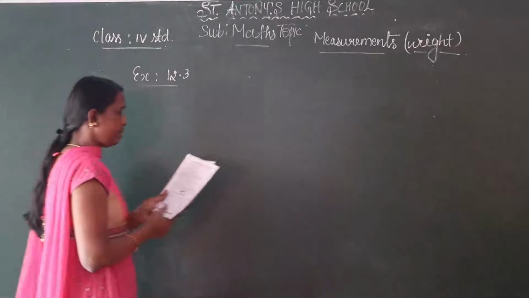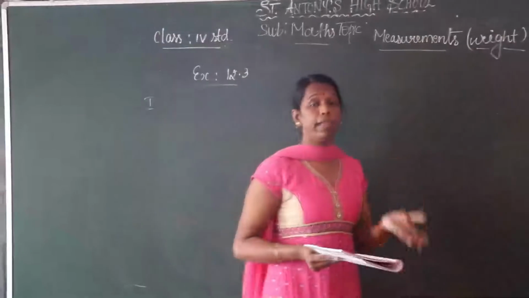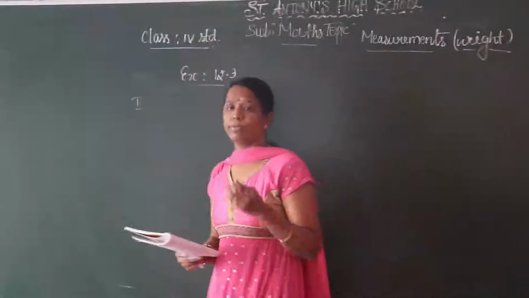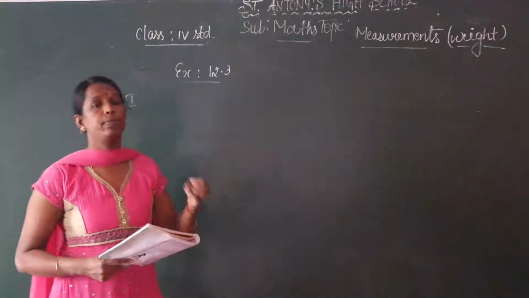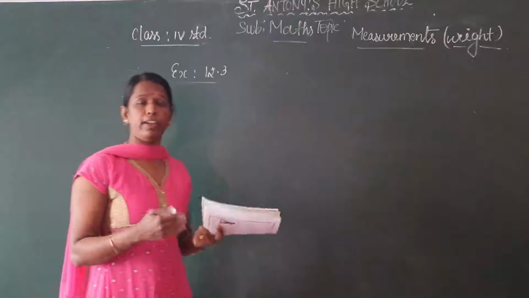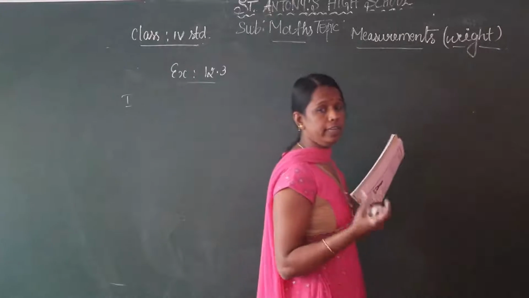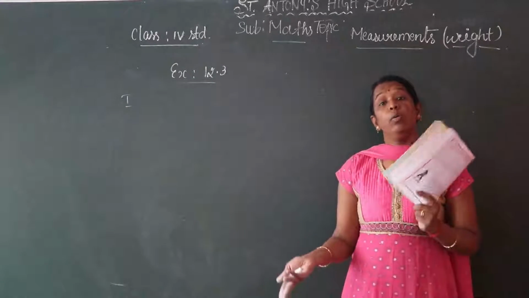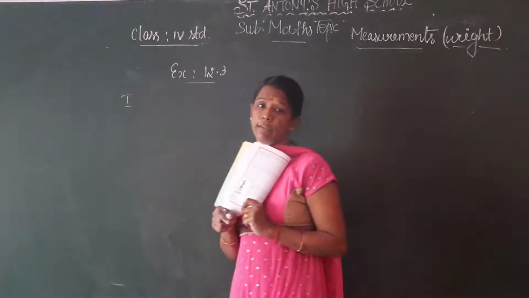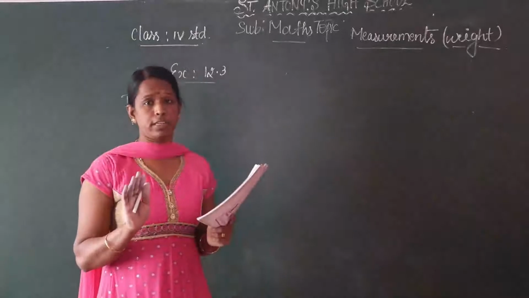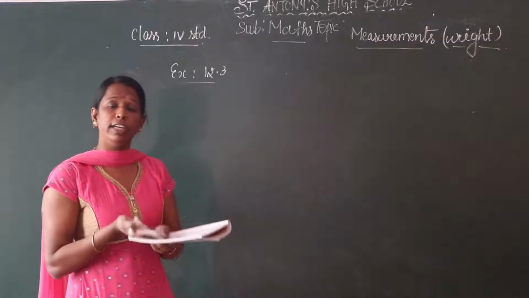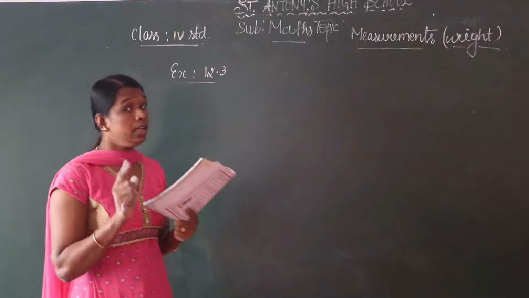Children, for example, if you are buying wheat in the grocery shop, the weight of that wheat may be 5 kg. In that 5 kg, 2 kg of wheat falls on the road. What is the weight of the remaining wheat? You have to do the subtraction. The fallen weight is 2 kg, so the remaining wheat is 3 kg.